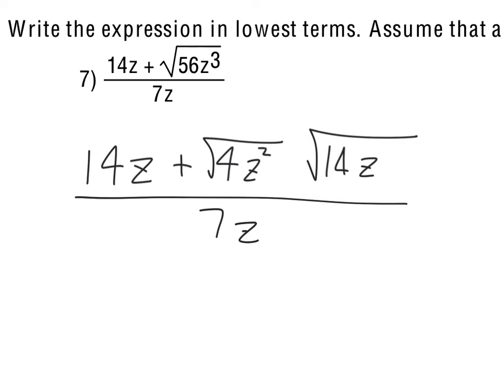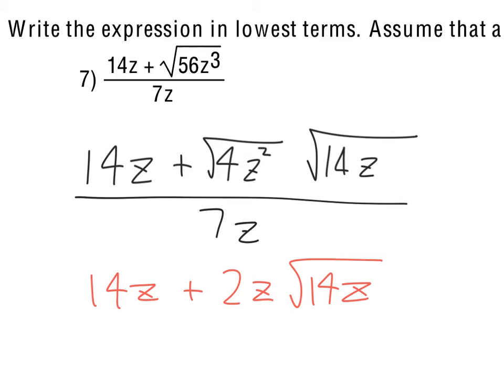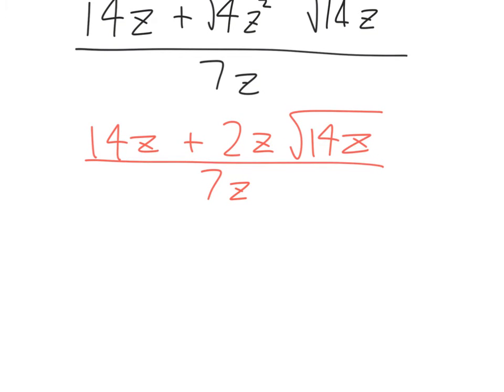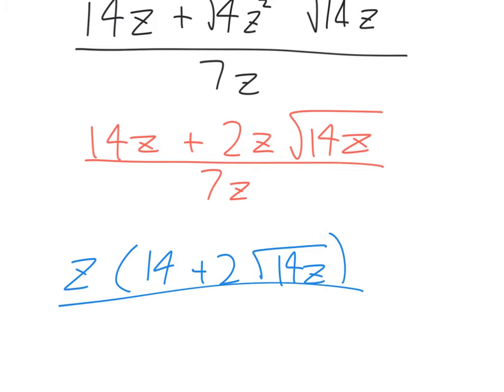Well, again, kind of thinking ahead, we can see how this will end up reducing because we'll have a 2z here and a square root of 14z there. And it's all over the 7z. The numerator has a common factor of z, so we could factor that z out. We'll leave in a 2z, but the 2 isn't going to cancel, so we could just leave the 2 in there. So we get 14 plus 2 square roots of 14z over the 7z.